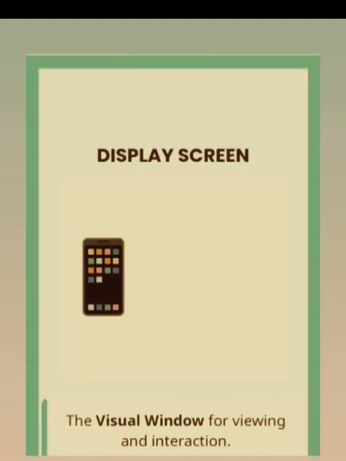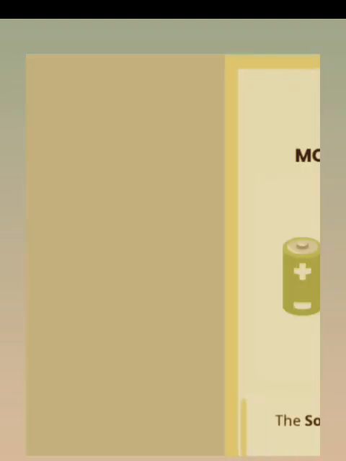Coming to the display screen, what is the role of the display screen? It is the visual window for viewing and interaction. The main role of a display is to show. It acts as both input and output for the mobile. It takes as input whatever we touch, right? Meaning we are giving some instructions. It takes our instructions, produces the result and gives it back as output. So this is the role of a display screen.